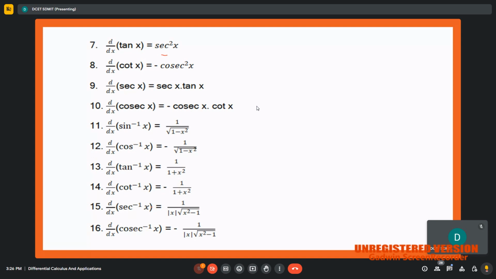Secant inverse x is 1 by mod x square root of x square minus 1. Cosecant inverse x is equal to what? Minus 1 by mod x into square root of x square minus 1. Okay, clear? These are some standard functions. Yes, when you are solving the problems, you have to remember all these standard functions. Okay? Yes, can you move to the next slide?